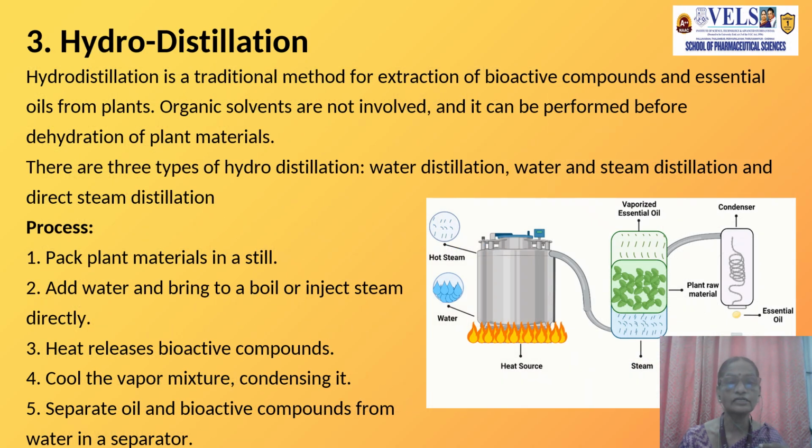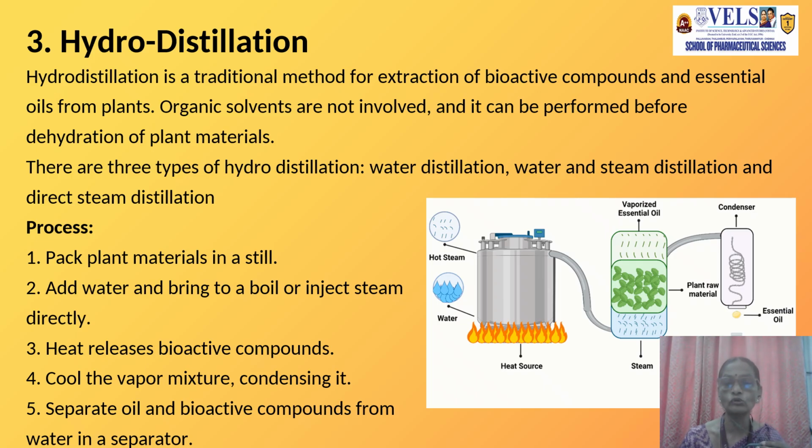Next, hydrodistillation. It is mostly applicable for the isolation of volatile compounds, mostly terpenoid volatile oils, from plant material. Here organic solvents are not much used. Only steam or water is used as the solvent. There are three types of distillation: hydrodistillation or water distillation, steam distillation, and direct steam distillation.